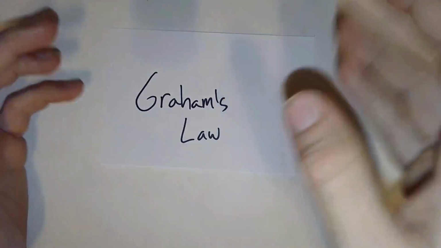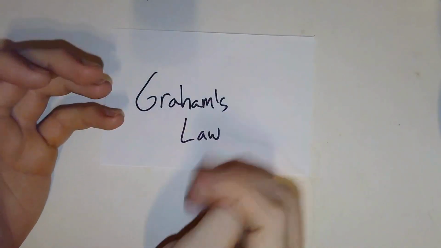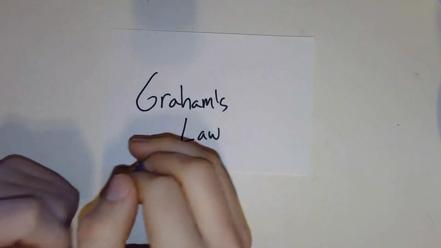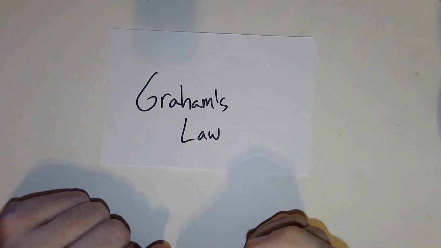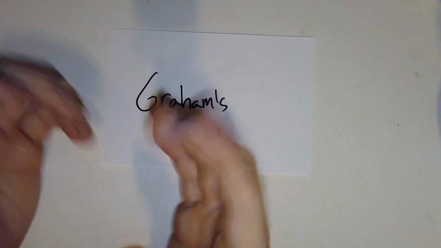Hello and welcome back. Yesterday we spent most of the day talking about the idea of effusion and diffusion, the way that gases spread out. And it was all idea-based. Today we're going to talk about Graham's law, which is the mathematical model that we can use to take those ideas and apply them to chemistry.